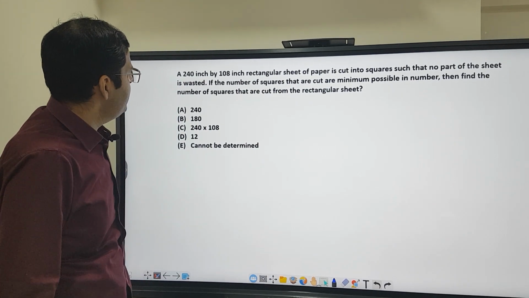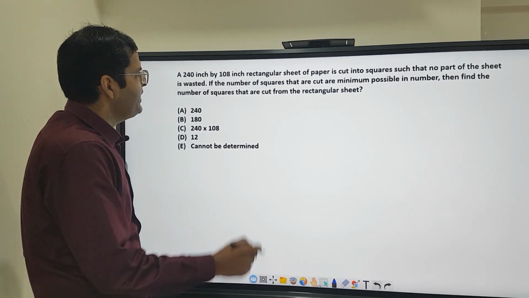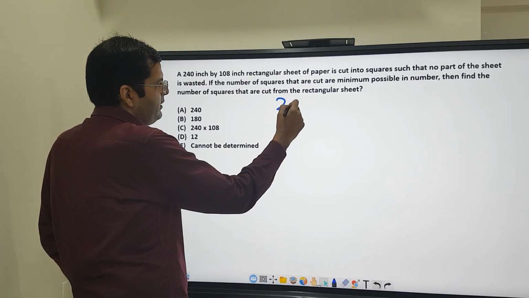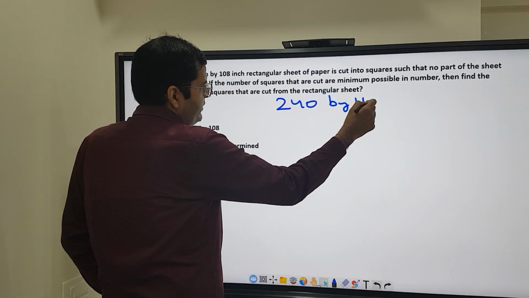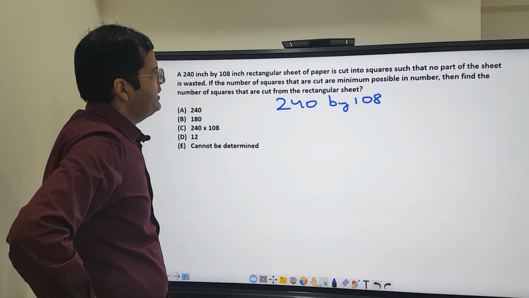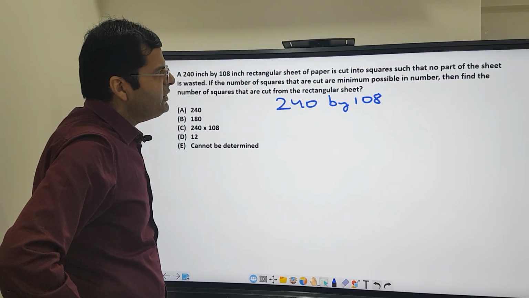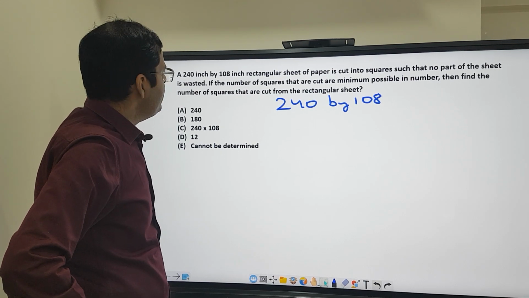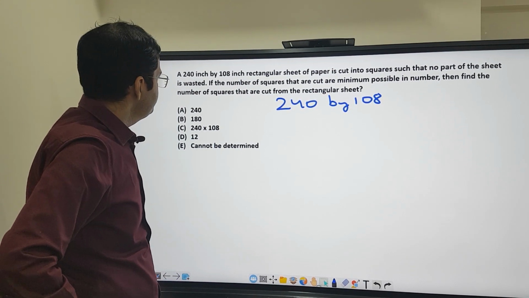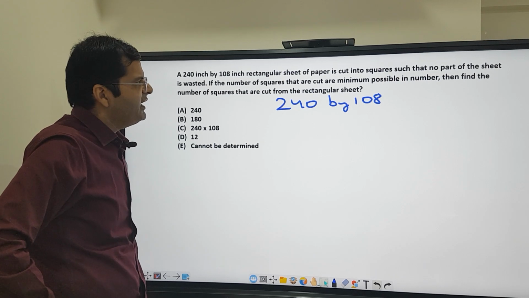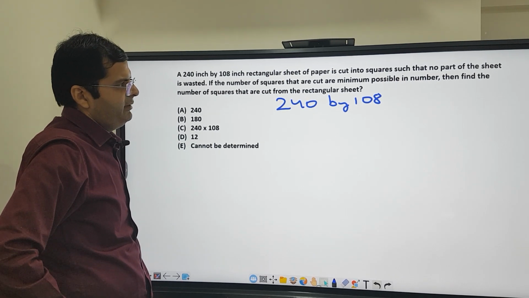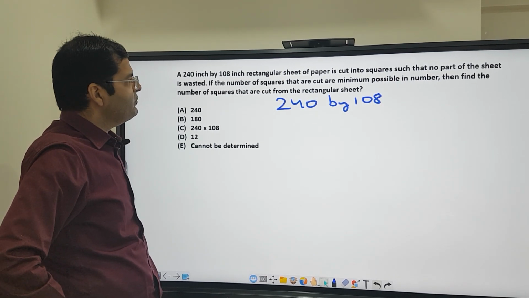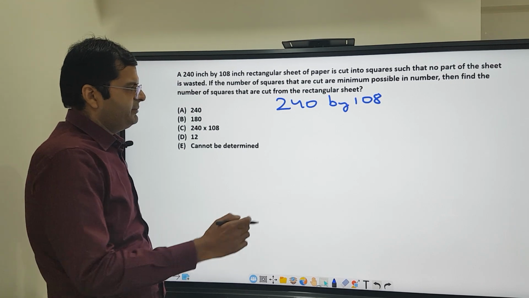So the question says a 240 inch by 108 inch rectangular sheet of paper is cut into squares such that no part of the sheet is wasted. If the number of squares that are cut is the minimum possible, then find the number of squares that are cut from the rectangular sheet.